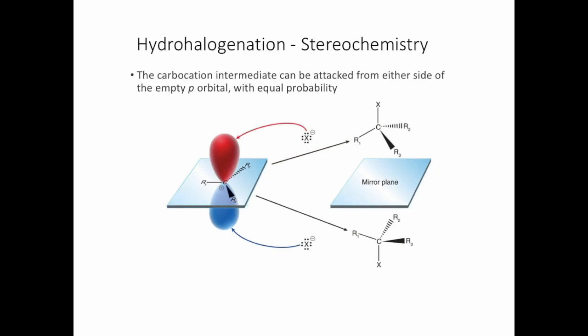The reason why you get both enantiomers has to do with the carbocation intermediate and the fact that it has this empty p orbital. So a carbocation is sp2 hybridized and it has an empty p orbital. And the halogen can attack from either face, and depending on which face it attacks from, it will give either the R or the S configuration, but there's nothing that will make it favor one face or the other. So there's an equal probability that you'll get the R versus the S. And then you end up with a racemic mixture, which means a 50-50 mixture of both enantiomers.